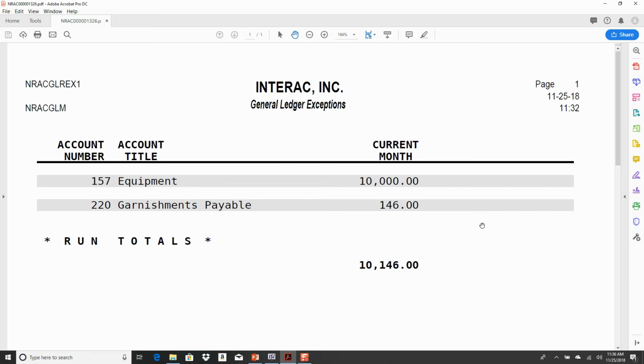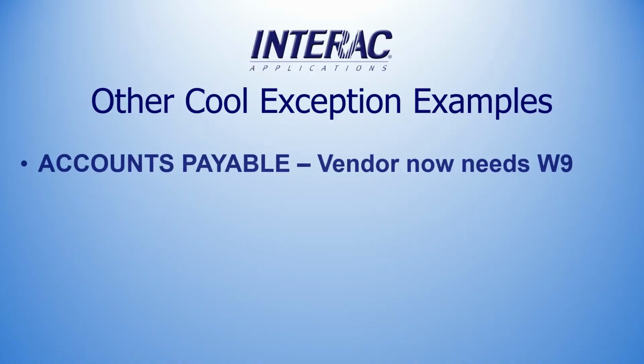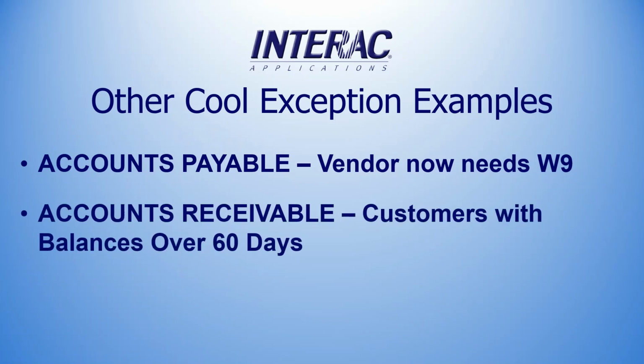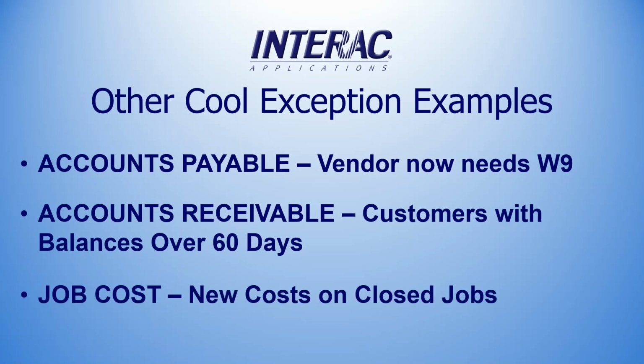Perhaps valid things happened in these accounts. However, the intention here is to print a report which would show you things which are exceptions to what normally happens. Other exception report examples I've seen are one company runs an accounts payable exception report at month end showing all vendors now needing a W-9. Accounts receivable report showing customers with balances over 60 days. A job cost report with new cost on closed jobs, something that certainly needs following up upon. As you can see, there are many examples of ways to use exception reports.